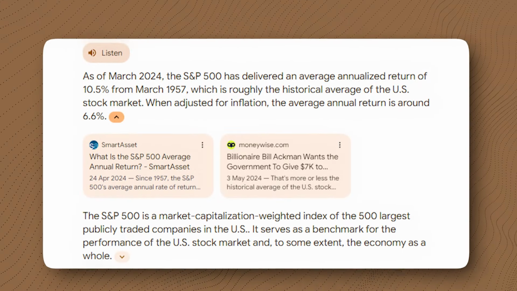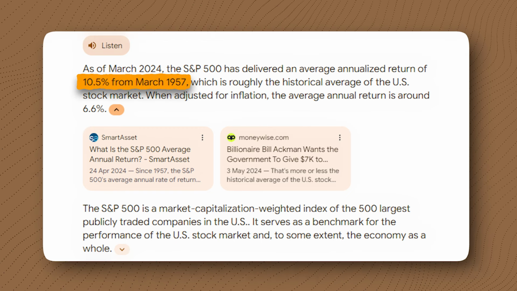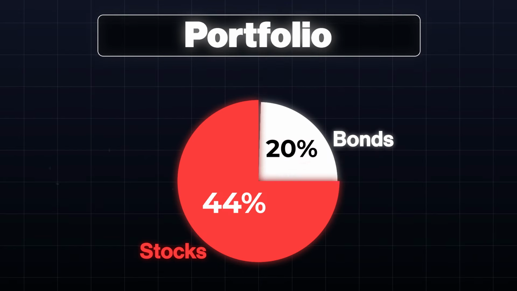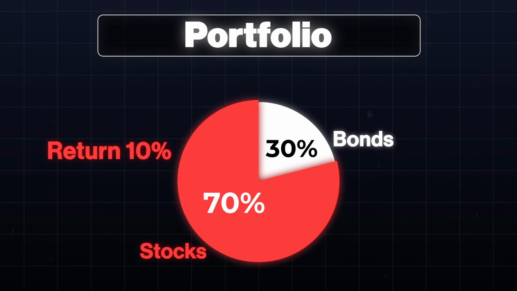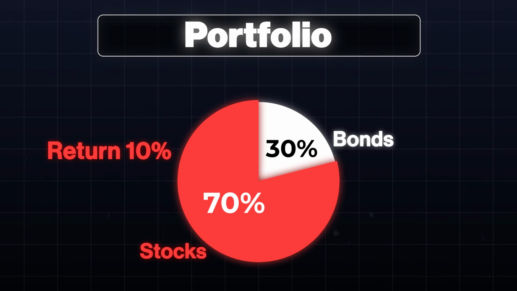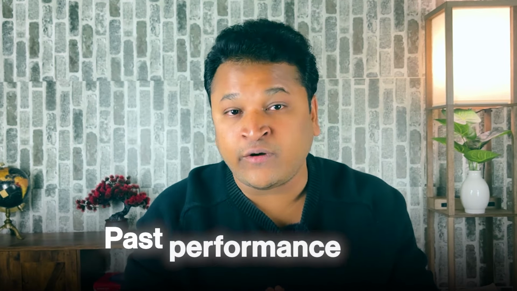Now in the US, over the last 50 years, the S&P 500 has delivered roughly 10.5% returns, whereas over the last 20 years, short-term government bonds have delivered returns between 2 and 4%. So in our 70-30 portfolio, we will assume that 70% of your savings in stocks will generate 10% returns, whereas the remaining 30% of your savings in short-term bonds will generate about 3% returns. Remember, past performance does not guarantee future returns. However, we will use historical returns as a guiding light because at this point in time, that is the best information we have to estimate our future gains.